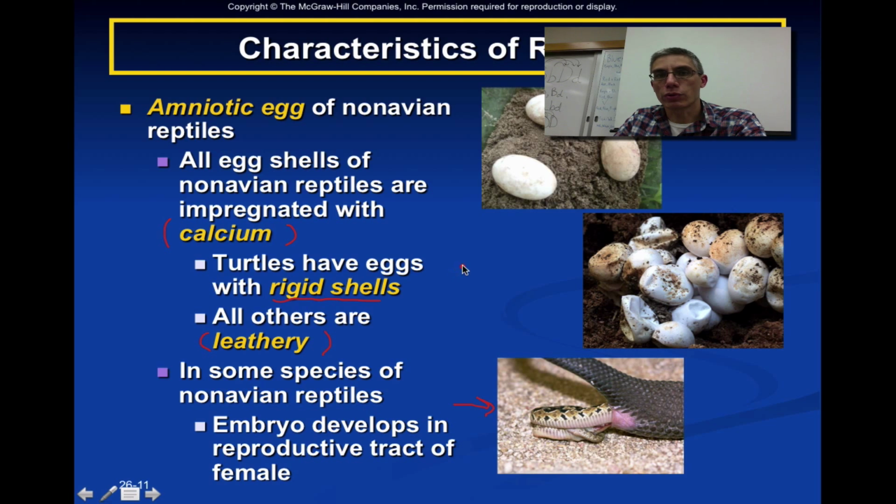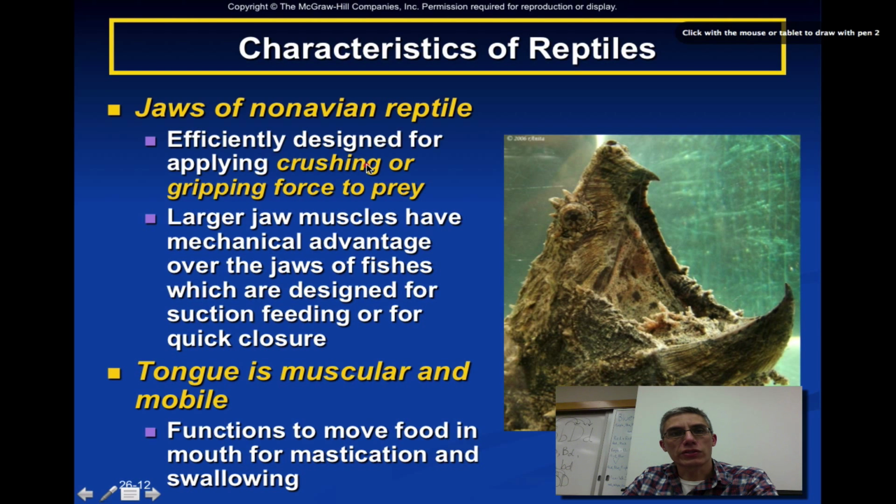So a lot of times the reproductive characteristics of these reptiles is going to vary depending on the type of reptile that we're looking at. When you look at the jaws of these reptiles, they definitely are very efficient when it comes down to crushing or gripping their prey, again depending on the type of reptile that we're looking at.